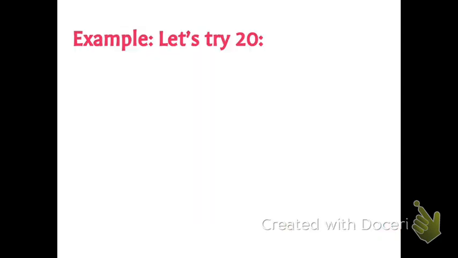All right, so let's do 20 together. We're going to do the exact same thing. So we're going to draw a T, put 20 at the top, like that. All right, now what is the smallest number that divides evenly into 20?